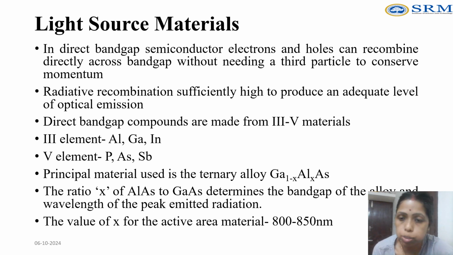Last class we started with the light source material, like the light emitting diode, which is one kind of light source material. I discussed this in the last class. In order to fabricate the LED or the laser source, you need different kinds of semiconductor devices. Normally you use the direct band gap semiconductor for the light source material. Here you can see it is mentioned that the direct band gap semiconductor is mainly used.